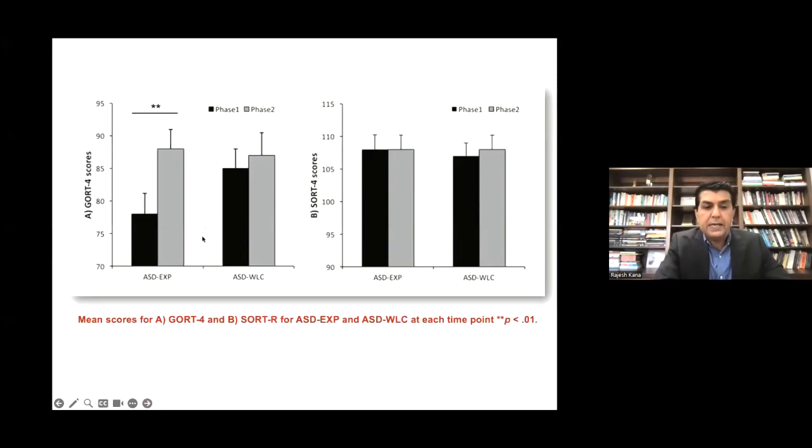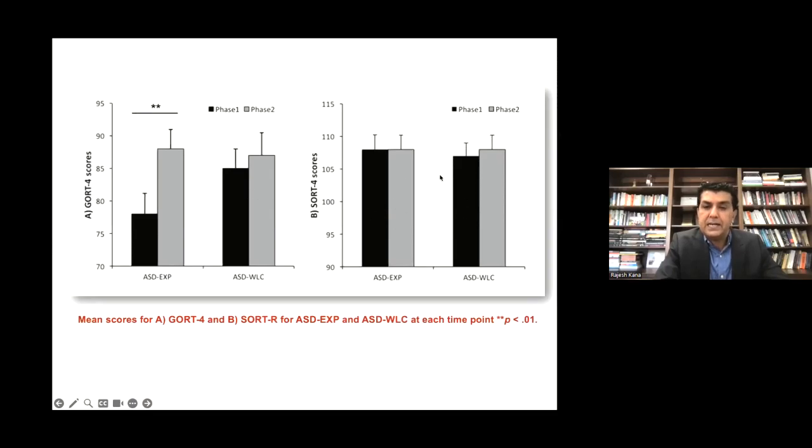And what you're looking at here is the score on the y-axis for GORT in the first graph, and the second one is the SORT. To remind you again, GORT is the one for language or reading comprehension, and SORT is for the reading ability or the decoding ability. On the x-axis, you can see the experimental group and the wait-list control group. The gray bar indicates phase 2 or the post-test, and the black bar indicates the pre-test.